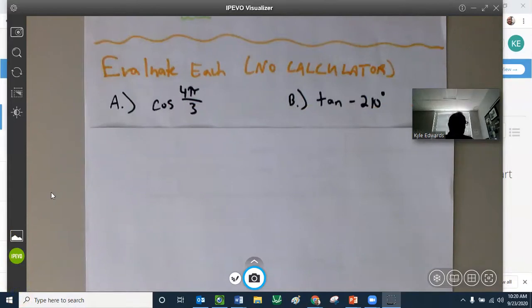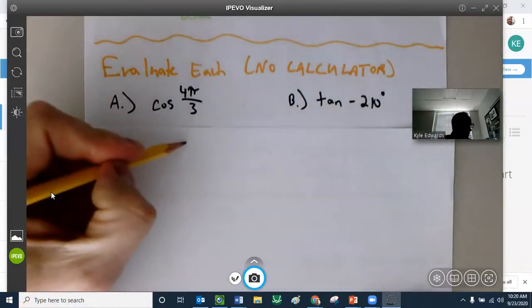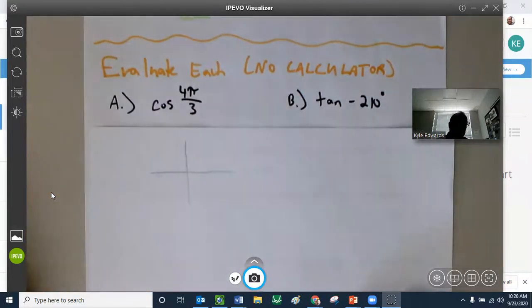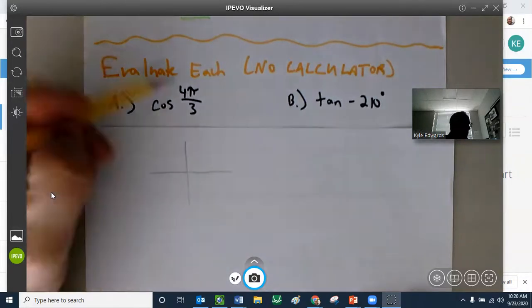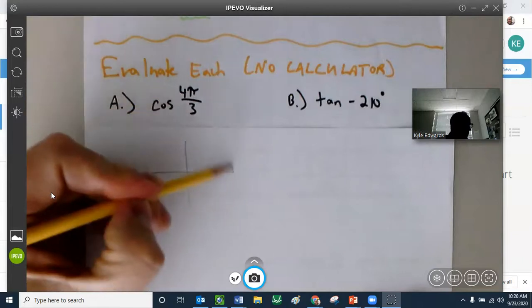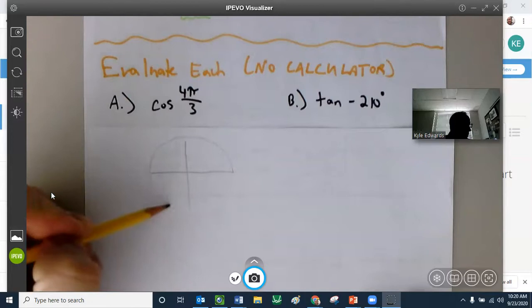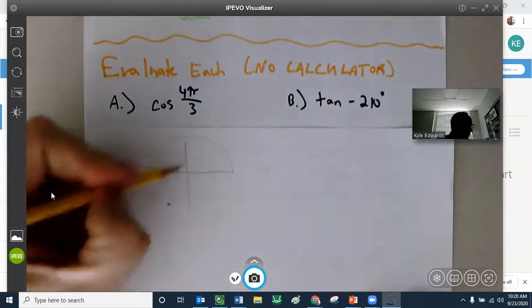Okay, so we're coming back. I want the cosine of 4 pi over 3. Well, to figure that out, I need to draw a picture. And to draw a picture, I need to know where to put 4 pi over 3. That's why we did all that practice we did with all those angles. I have to know what quadrant that's in so I can figure all this out. So 4 pi over 3. From here all the way over is 3 pi's over 3. So then I just need to go one more. 4 pi over 3 would be right here.